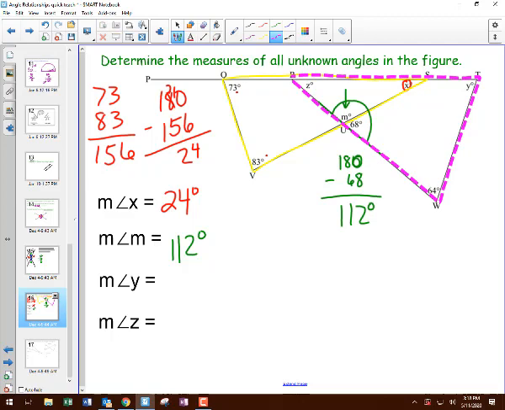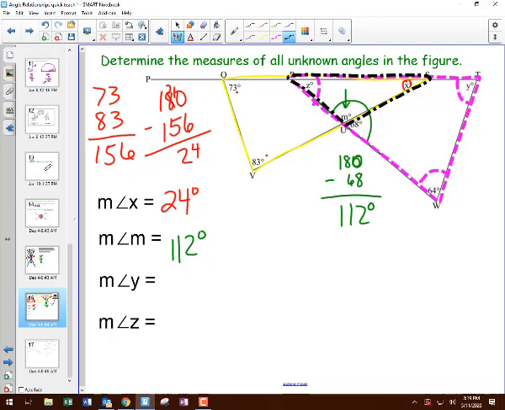Okay, so the three angles here are this one, 64, and z. We don't know z yet, so we may have to skip over this one for a minute. Then we're going to look at this little triangle right here.